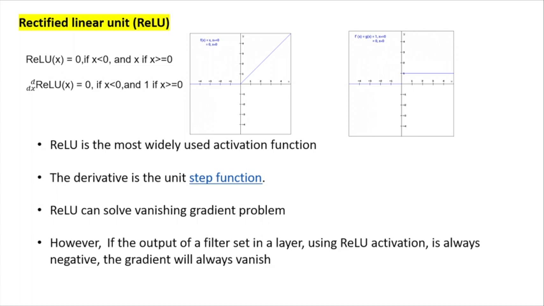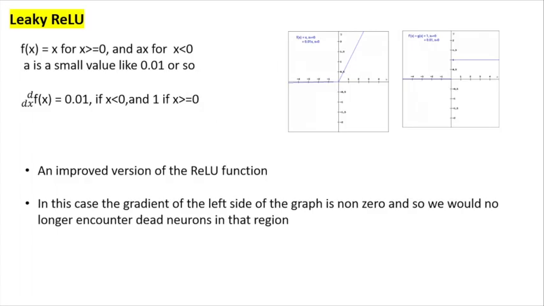Let's look at another important improvement, which is leaky ReLU. As we saw, for the ReLU function the gradient is 0 for x less than 0, which made the neurons die for activations in that region. Leaky ReLU is made to improve that. Instead of defining ReLU as 0 for x less than 0, we define it as a small linear component of x in the negative region. So f(x) is equal to x for x greater than or equal to 0 and ax for x less than 0. Here a is a very small value like 0.01 or so. The differential will be f'(x) equal to 0.01 if x is less than 0 and 1 if x is greater than 0. It is definitely an improved version of the ReLU function. In this case, the gradient on the left side of the graph is non-zero, and so we would no longer encounter dead neurons in that region.